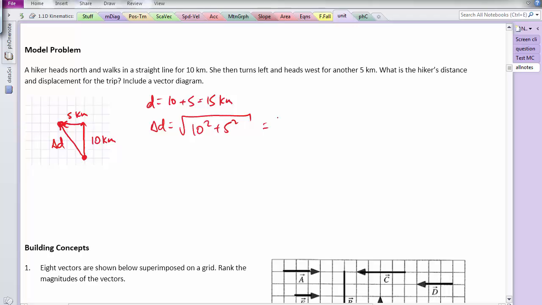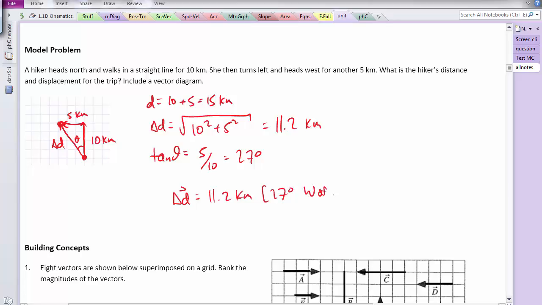Which is 11.2 kilometers. And now we also need to find this angle. So to find that angle, we know that tan theta is equal to 5 over 10. So half. So you go second, inverse tan of 0.5, or 5 over 10. You can put that in your calculator, make sure it's in degrees, and you get about 27 degrees. Okay, so the displacement, delta d with a hat, is 11.2 kilometers, 27 degrees. We're going west of the north axis.